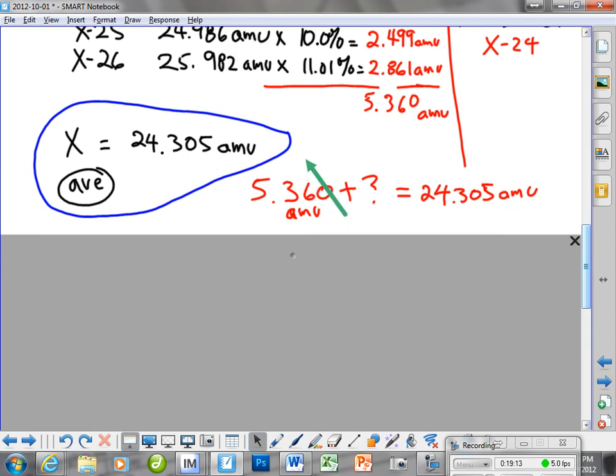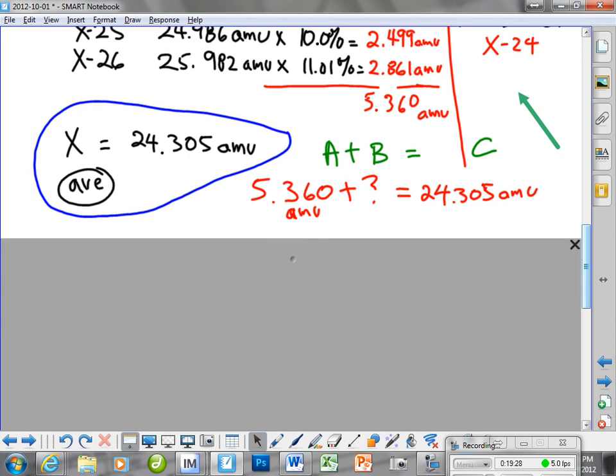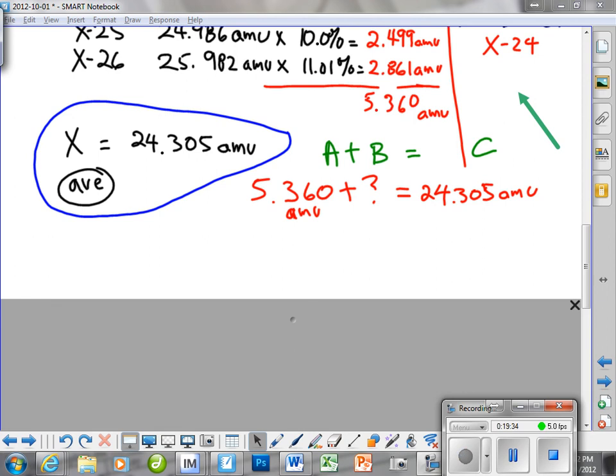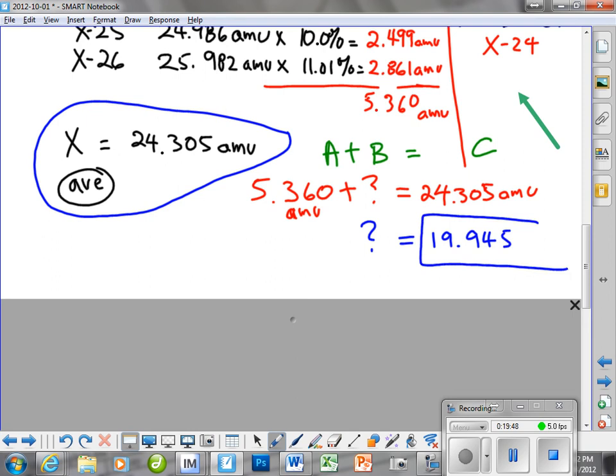Now, this is just like algebra. A plus B is equal to C. And so we subtract 5.360 from both sides, and that will give us our answer, which I don't have written here. So I'll write that out, and you all can go. So the actual number for the question mark, which is our other isotope, is equal to 19.945, and that's what they were asking in this question. This, of course, is AMUs. And that's how you get that.